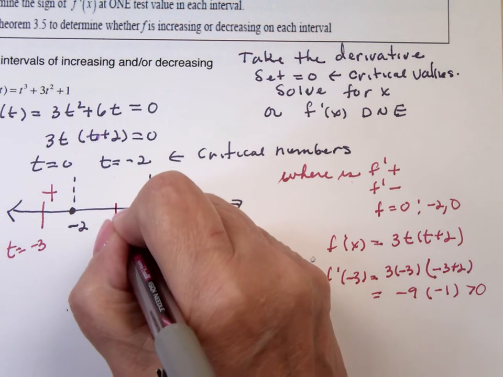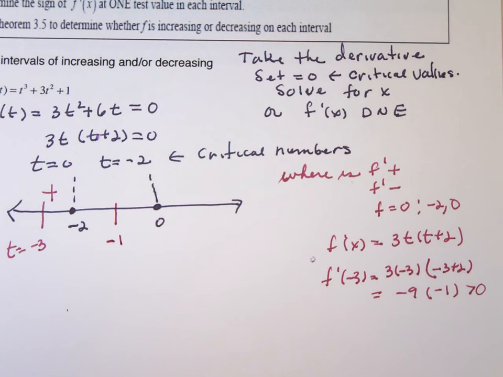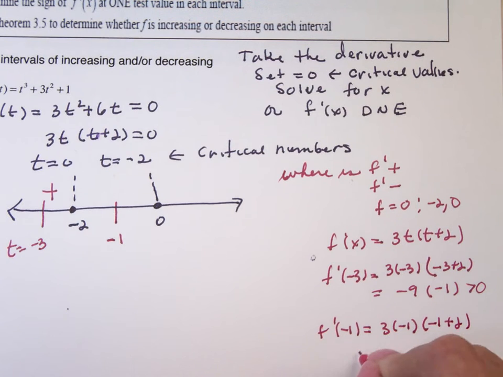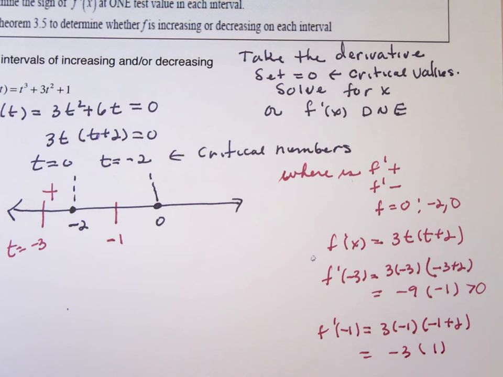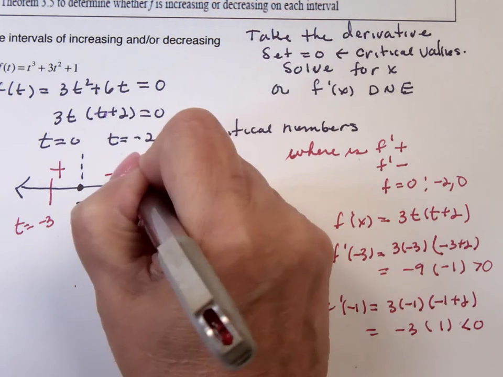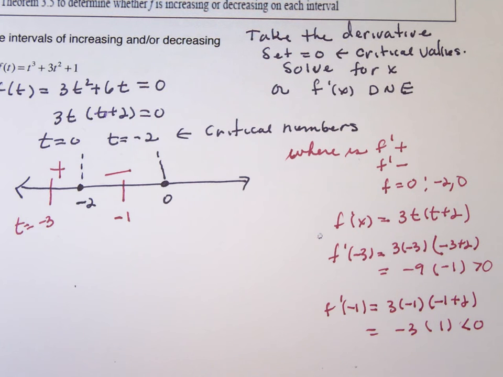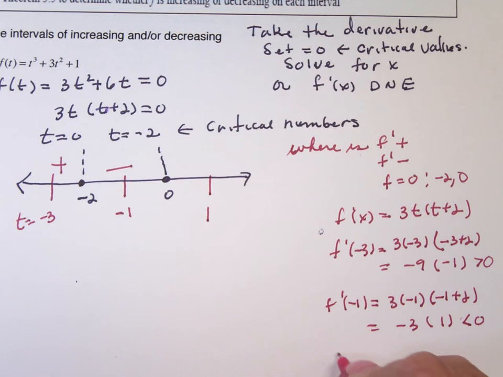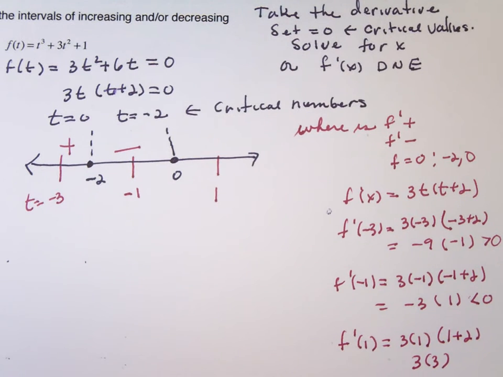So, pull a test point, negative 1. f prime of negative 1 is 3 times negative 1 times negative 1 plus 2, which is negative 3 times 1. Positive or negative? Negative. Here, f is decreasing. Pull a test point, 1. f prime of 1 is 3 times 1 times 1 plus 2, 3 times 3, positive or negative? Positive.